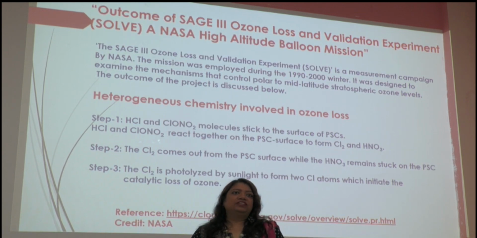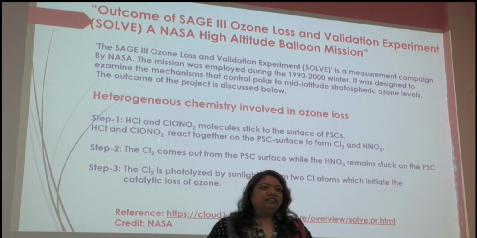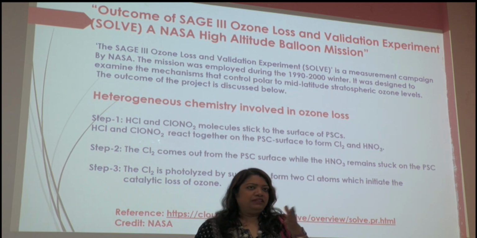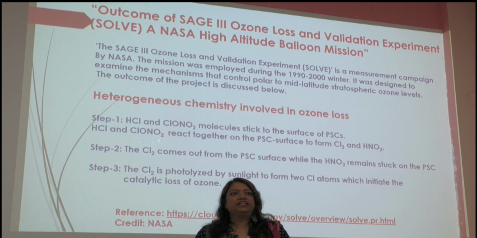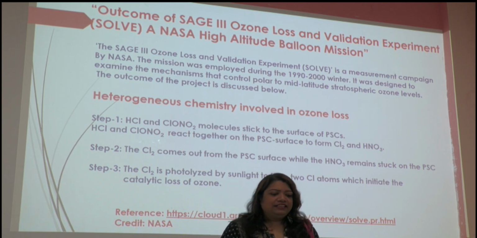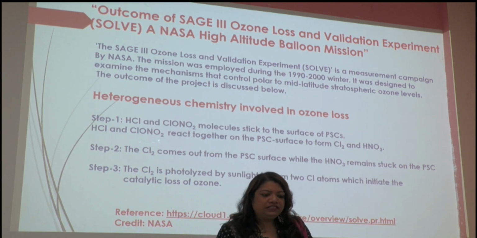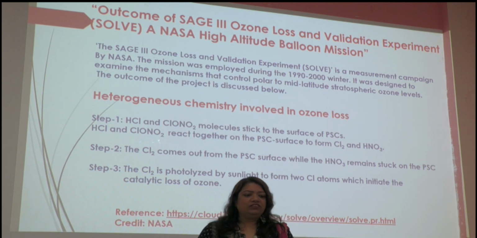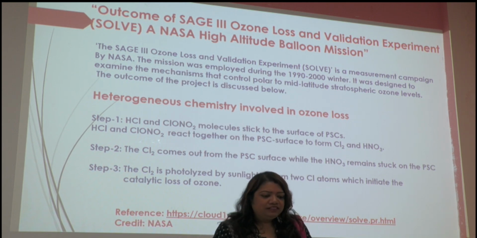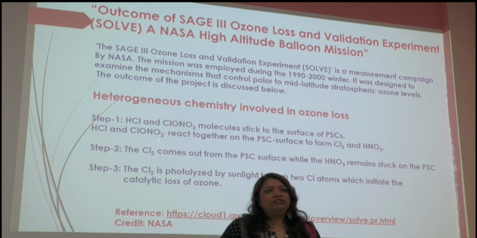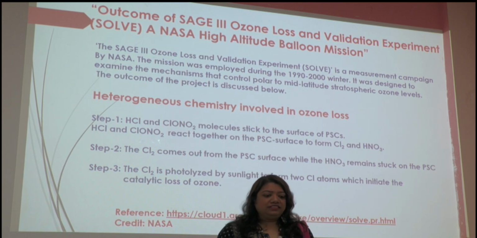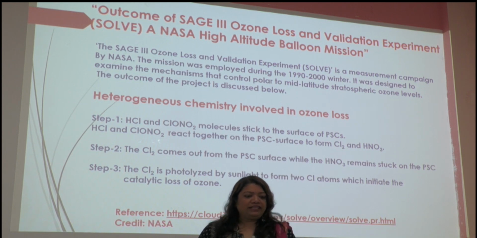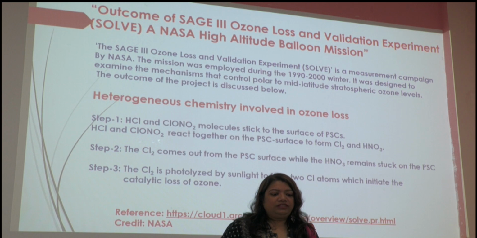Now NASA conducted one mission during 1990 to the end of the 20th century, during these 10 years, that is known as the Stratospheric Aerosol and Gas... the SOLVE experiment, the Stage 3 Ozone Loss and Validation Experiment. This is NASA's high altitude mission. Okay, and we are about to discuss the outcome of these results. It was designed to examine the mechanisms that control polar to mid-latitude stratospheric ozone levels.